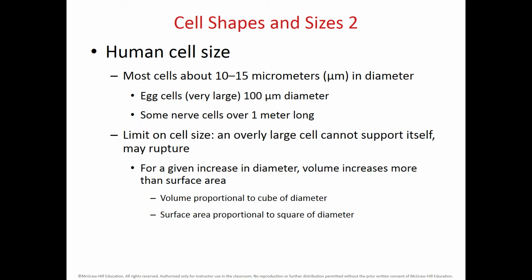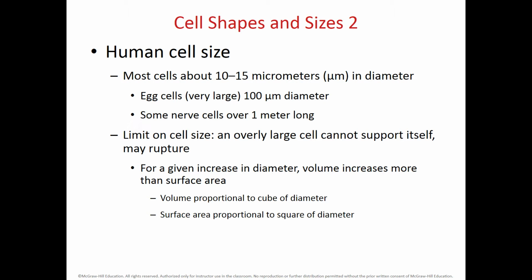The diameter or size of the cells can range from 10 to 15 micrometers in diameter, with the egg cells being large cells that can measure up to 100 micrometers in diameter, and longer cells like the nerve cells can measure up to 1 meter in length. Now, cells have a limit on their size because cells that are very large can burst.